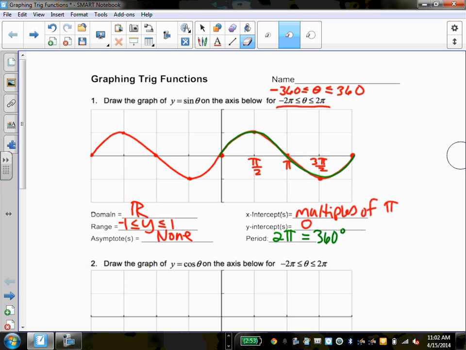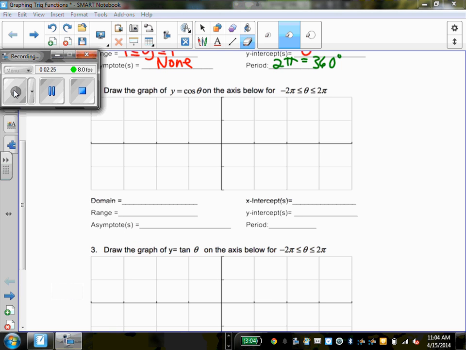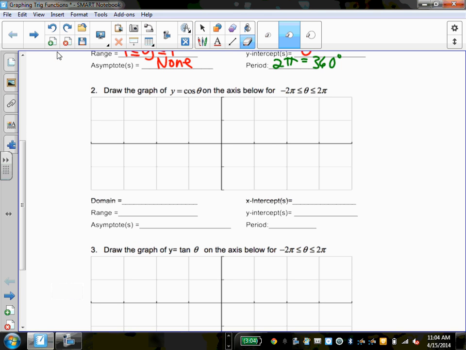Now we'll move on to cosine. The cosine curve, we're going to graph angles between 0 and 2 pi, which again is the same thing as angles between negative 360 and 360 degrees. The cosine of 0 degrees is 1. Remember, we found these values from the unit circle yesterday. The cosine of 90 degrees is 0. 90 degrees is pi over 2.